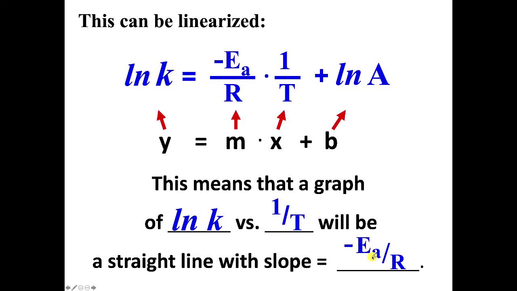So this is another thing you'll need to know how to do, and we'll do a practice problem with it next. Be able to take temperature, notice this is capital T for temperature, not lowercase t for time, versus rate constant data. Graph them in the appropriate way. Get the slope of the line from that graph, and that allows us to determine the activation energy value E sub A, which is a constant for a given reaction.